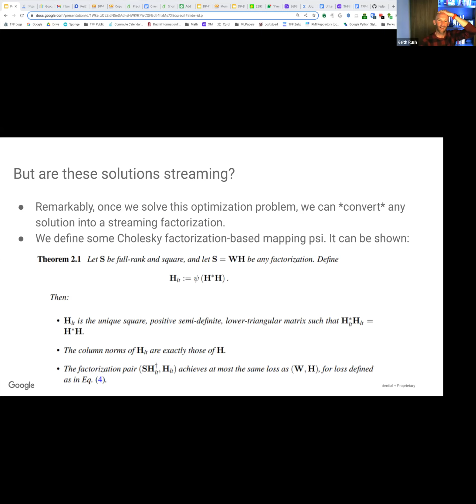Because you don't know if those solutions that you get are streaming solutions. But once we solve this optimization problem, in some ways this is the technical core of our paper, you can just convert any solution to a streaming factorization by computing a variant of a Cholesky factorization. This psi you should imagine as being almost like a Cholesky factorization, except Cholesky gives you the wrong triangular structure. So we show that you can map streaming solutions of this factorization problem into lower triangular matrices, right? Which makes sense, means you don't depend on any values in the future to compute the value you need in the intermediate thing.